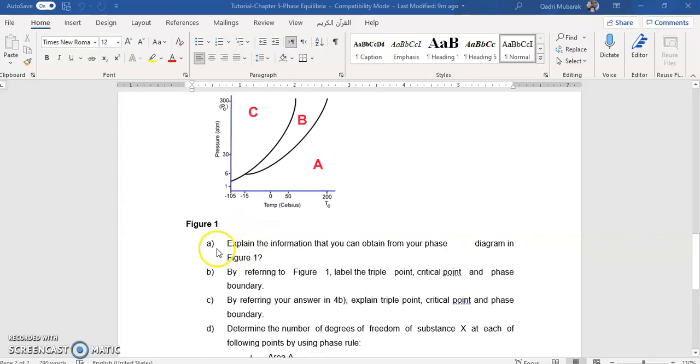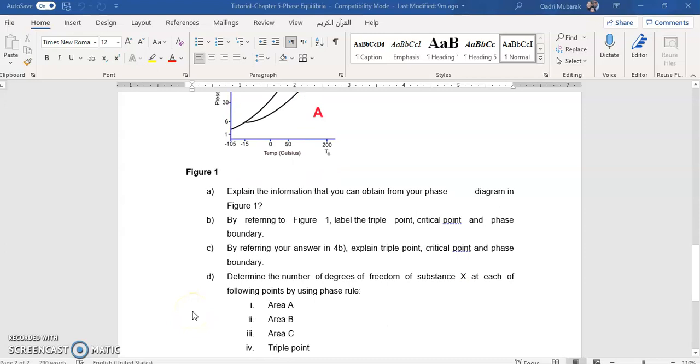The first question asks us to explain the information that we can extract or obtain from our phase diagram in figure 1. And then later on, by referring to figure 1, try to label the triple point, critical point, and also phase boundary. And for C, by referring to your answer in 4B, our previous question, try to explain what is triple point, critical point, and also phase boundary.